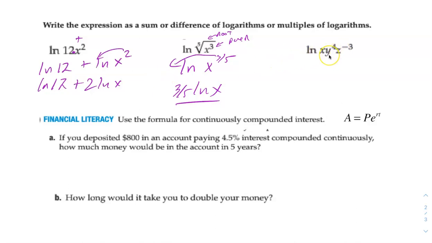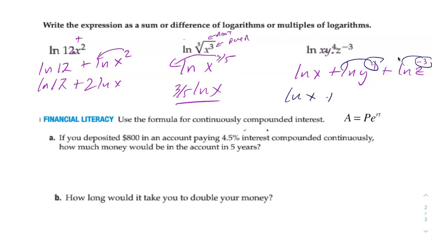Next one. So we can expand this. Remember, multiplication means plus. So natural log of x plus natural log of y to the 4 plus natural log of z to the -3. They could have written this on the bottom as a division, but they decided to do it that way. You get the same answer, so it doesn't matter. Anyway, we're not done. You're going to move that 4 to the front, and that -3 to the front. So that goes here, and that goes here. So natural log of x plus 4 natural log of y minus 3 natural log of z. There you go, that's expanded.